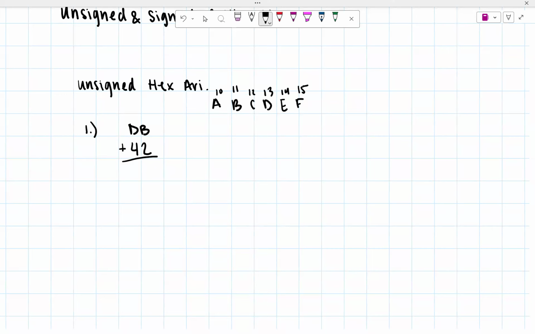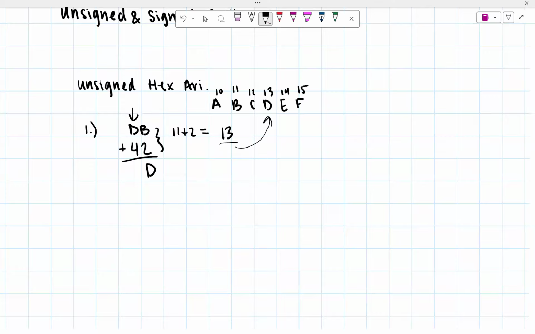This would be the equivalent of saying 11 plus 2, which is 13, right? So we said 13 is D. So B plus 2, that's going to be D. And it's kind of intuitive because B and the next is C and the next is D. So that's how you move over.